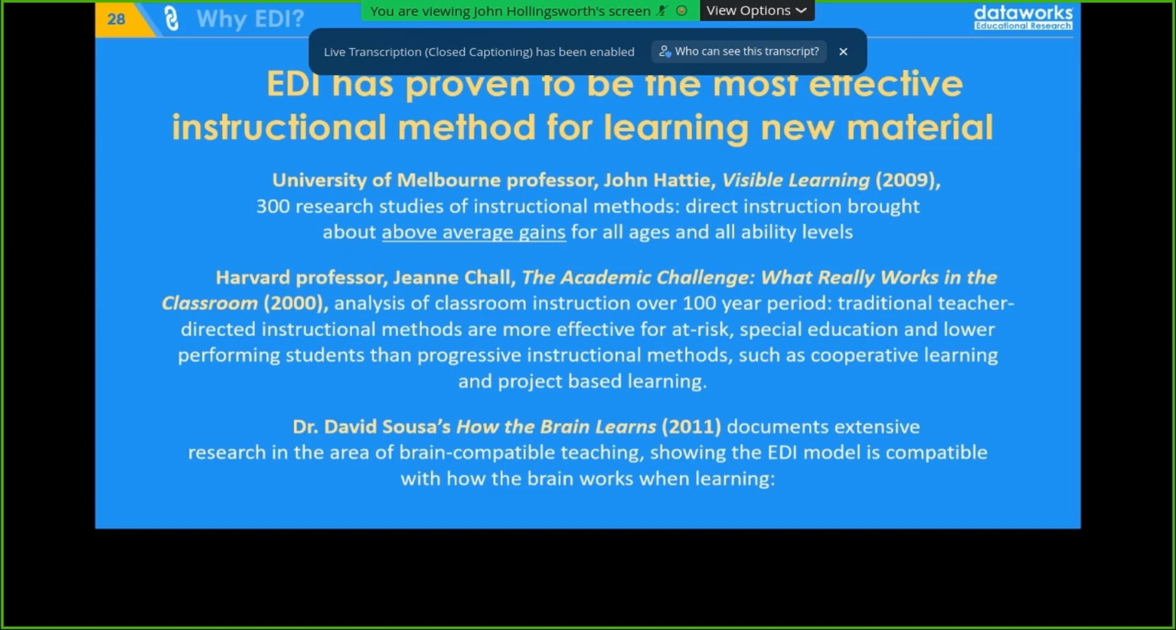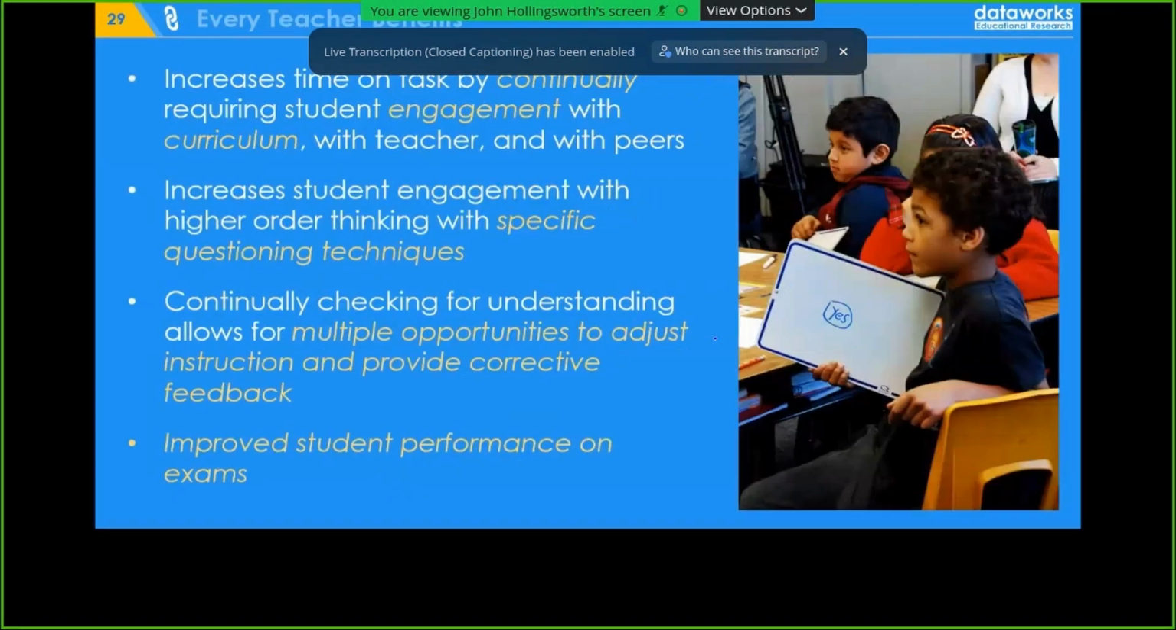And don't forget, every student has different background knowledge, don't they? Everyone has different background knowledge. So we're going to have to establish that everyone comes from the same place. And how do we do that? Well, you teach something, and we're always going to ask questions. So it's called skill and will, and that's what we're going to have to do. We're going to have our skill. Right here it says EDI has proven to be the most effective instructional model for learning new material.